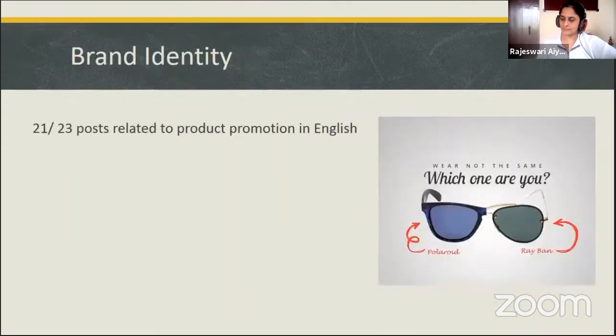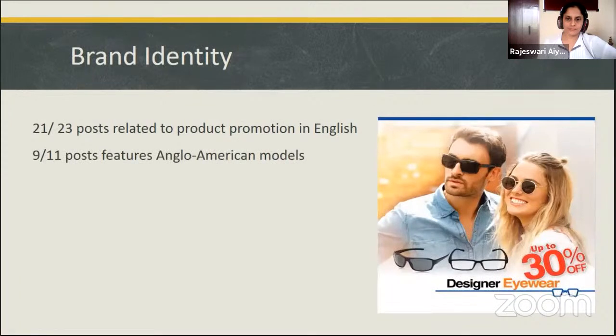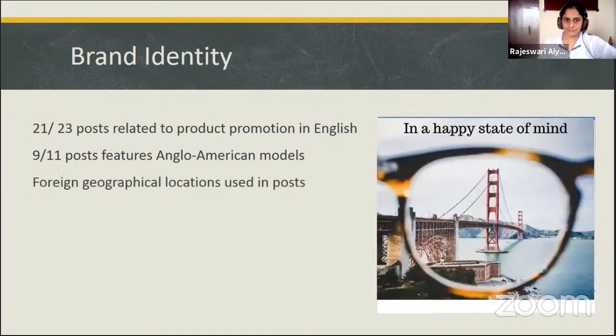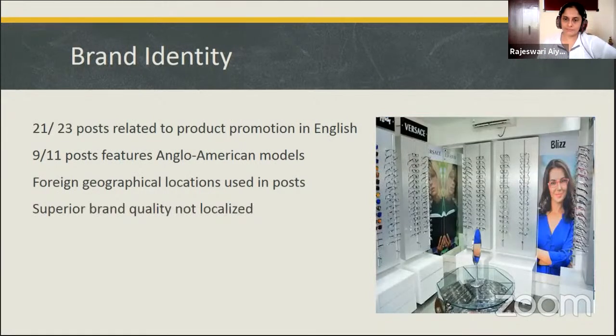In terms of brand identity, the choice of language was very clear. It was English. 21 out of 23 posts related to product promotion were in English. Not only that, 9 out of 11 posts that featured people used Anglo-American models. In instances where geographical locations were used to show clarity of vision, foreign locations were preferred over Sri Lankan landmarks. In the posters displaying branded items inside the branches, localization was not a priority.